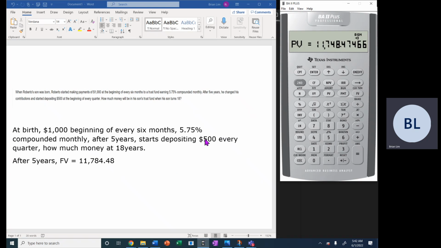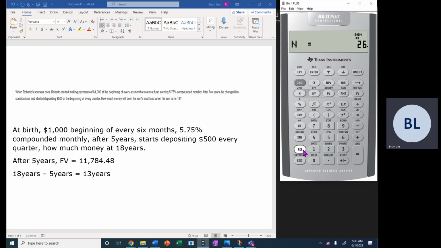So now deposit is $500 instead of 1,000. So let's put in the 500 now. Okay, we make it negative, and that's the payment, right? And now it will be not for 18 years, but it's 18 minus 5. So 18 years minus 5 years is 13. Okay, so we take 13 and we go with second and N, right? And that's the value for N.